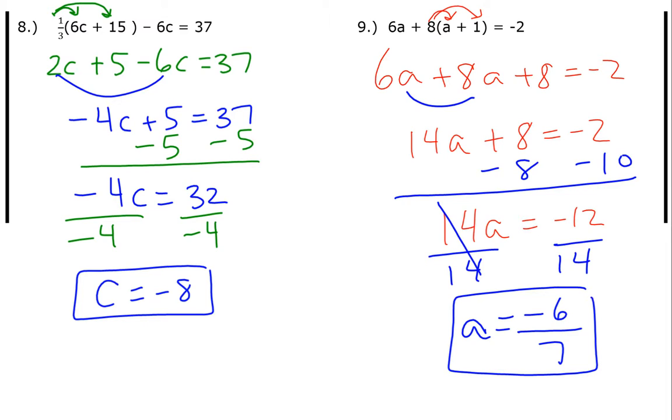6/7. Let me double check here. Did I make any mistakes? 8a plus 8 minus 2. Nope, that looks good. So pause the video if you need to go back, or slow it down so that you can check some of your answers.